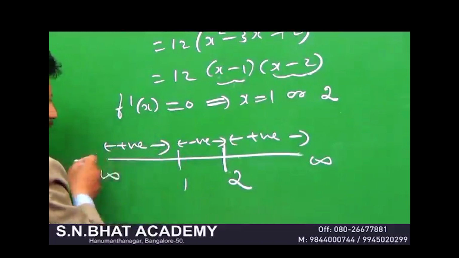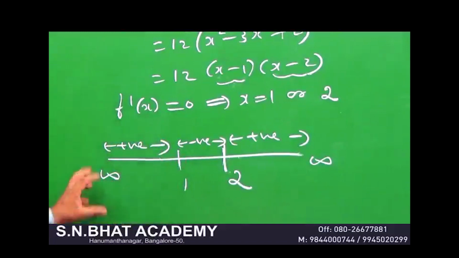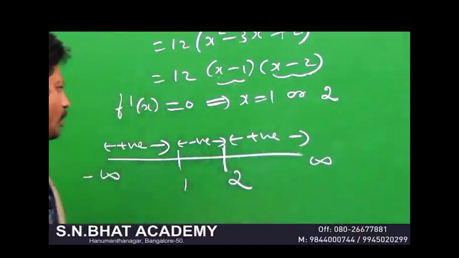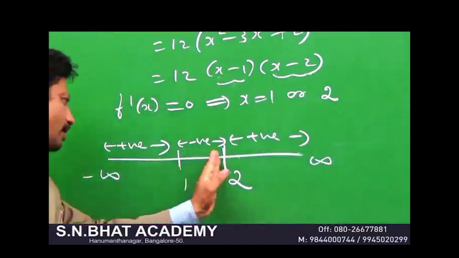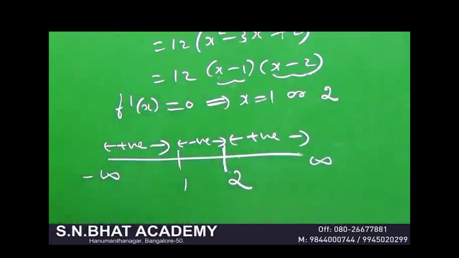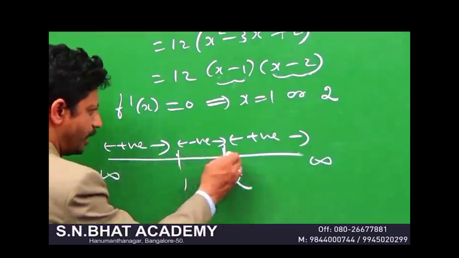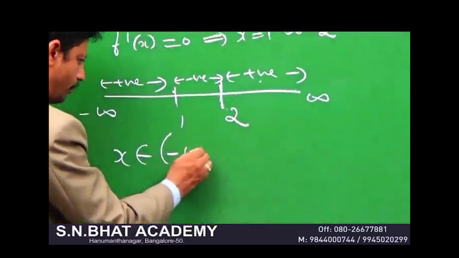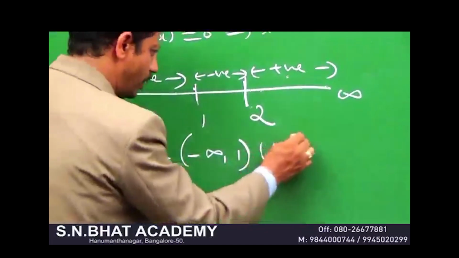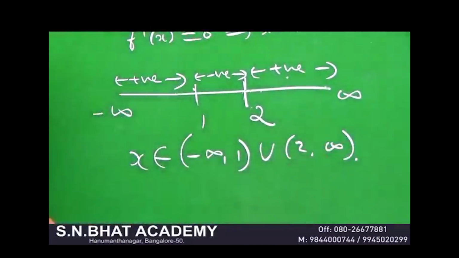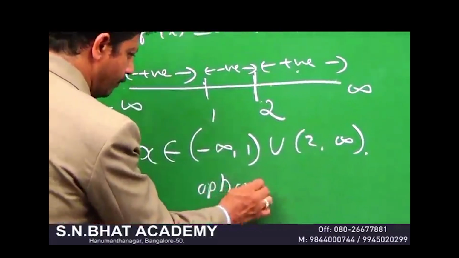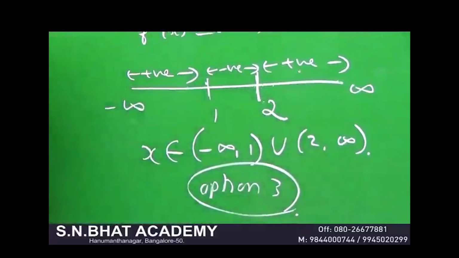So the same thing happens for other numbers also. You just consider one number and substitute. Whatever happens to that number happens to the remaining numbers also. Here we tested only for 3, the same thing happens for other numbers. Here we tested for 1.5, the same thing happened for the remaining numbers within this interval. So in this interval, it is positive. Here it is negative. From 2 to infinity, it is positive. Therefore, for f dash to be positive, x should belong to the interval minus infinity comma 1 union 2 comma infinity. So this is the required interval. It is option number 3. So the correct answer is option 3.